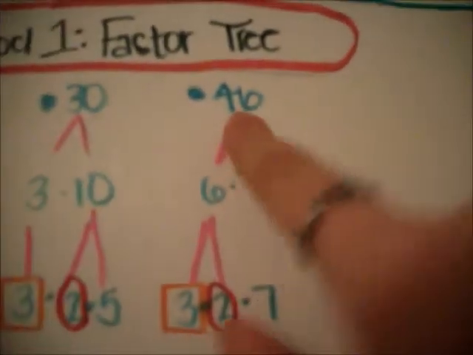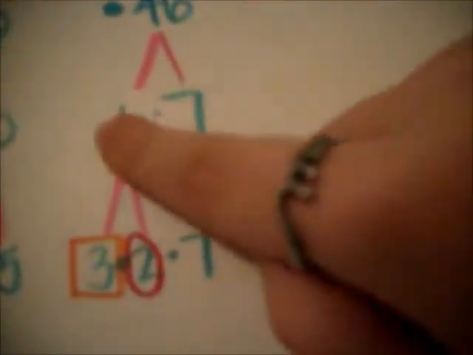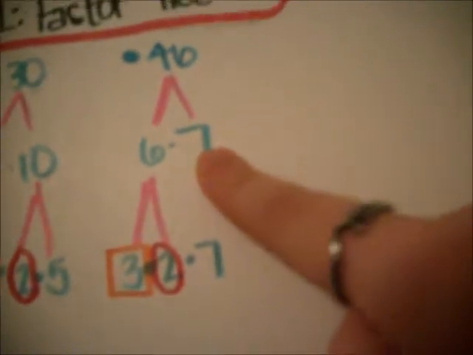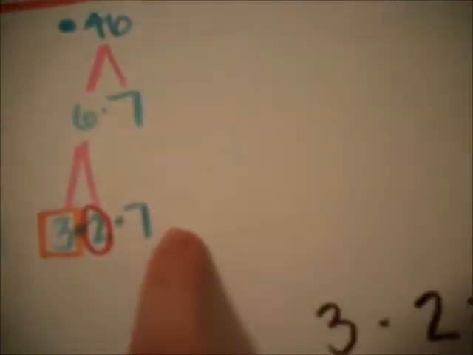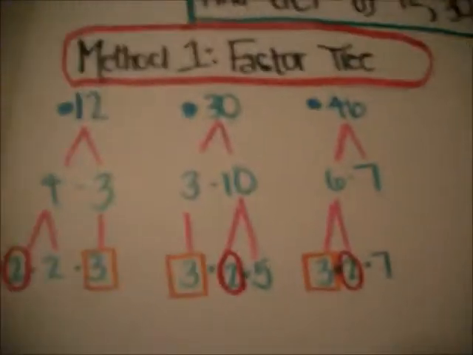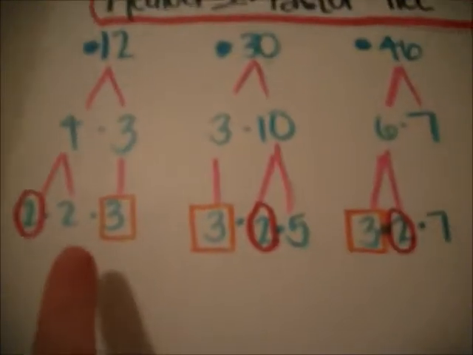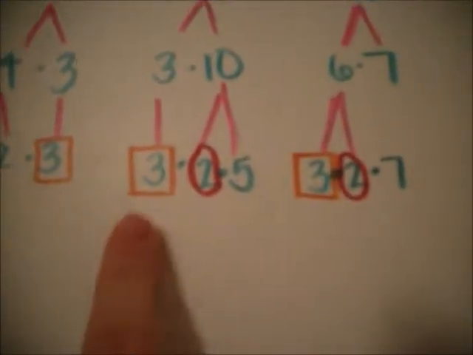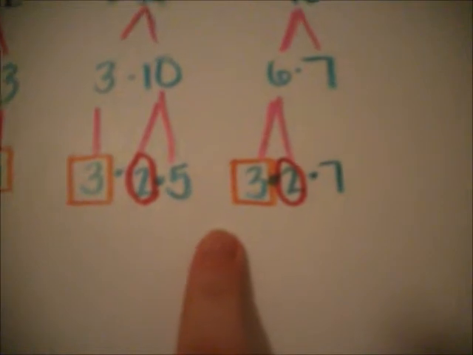Now, 46. It can be broken down into 6 times 7. And then 7 can't be brought down to anything else because it's a prime number, so it stays 7. 6 can be broken down to 3 and 2. And that's it. So between all of these numbers, the common numbers are 2 and 3.